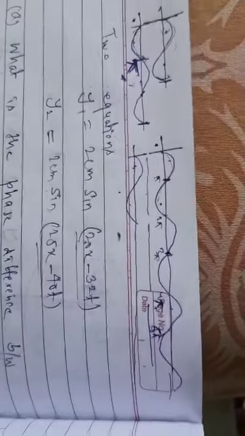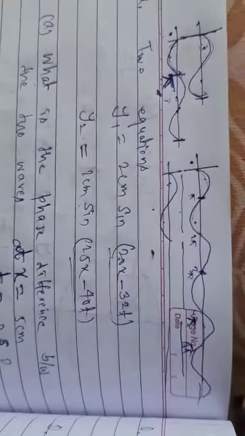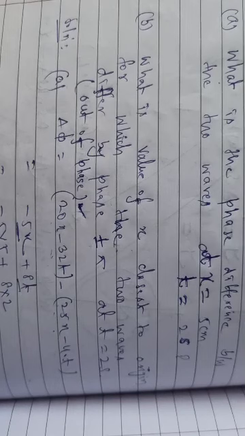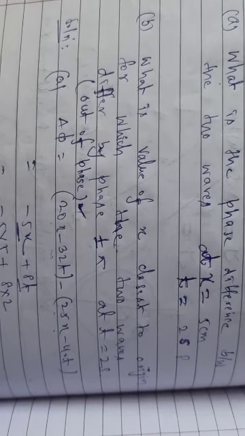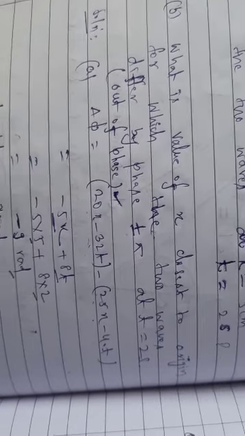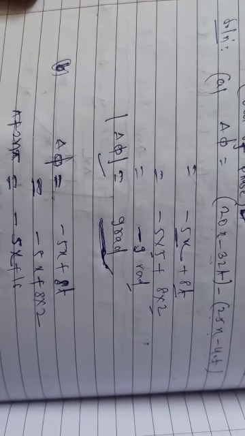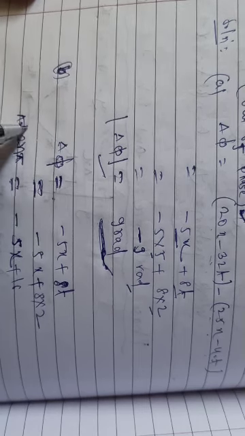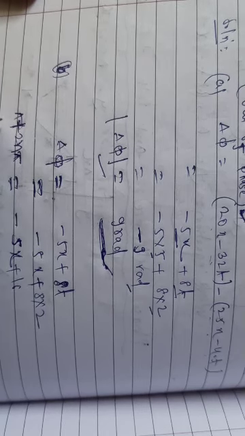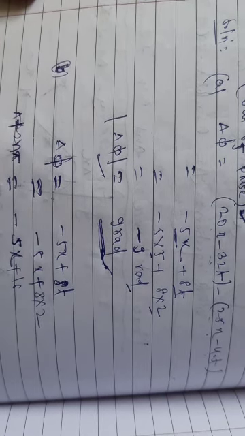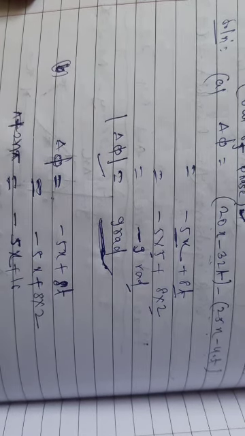So in this question they are asking what is the minimum value of x for which the two waves are out of phase. Out of phase means the phase difference can be anything in odd multiples of pi, like pi, 3 pi, 5 pi. Okay, anything, it can happen, anything.